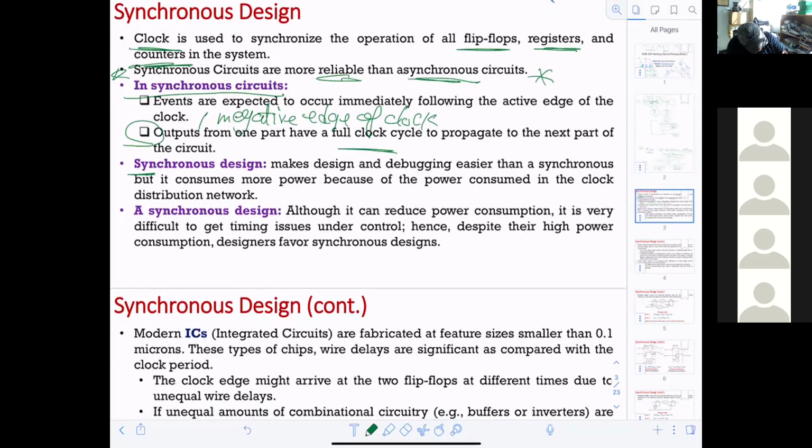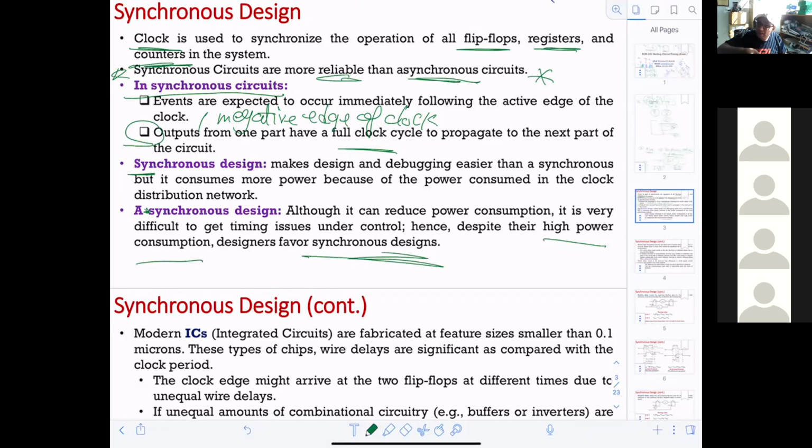Asynchronized design, although it can reduce power consumption, as I mentioned before, is very difficult to get timing issues under control. That means the percentage of getting violations based on the STA we learned from the first lecture will be higher. That makes sense? Hence, despite their high power consumption, designers favor synchronized design.